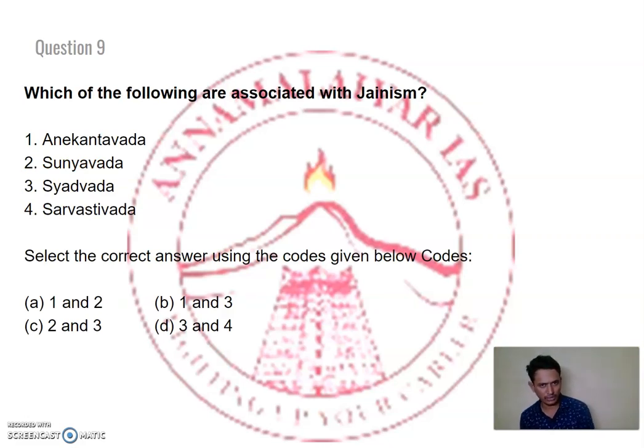Which of the following are associated with Jainism, right? So option A, anekanta vada, so that is what doctrine of manyness, right? Second one, sunya vada. Third one, syadvada. Right? So which of the following are associated with Jainism? Again, this is typical UPSC question which can be asked for your prelims. So the right answer is option B. So that is Anekantavada and Syadvada is associated with Jainism. Let's move on to the next question.